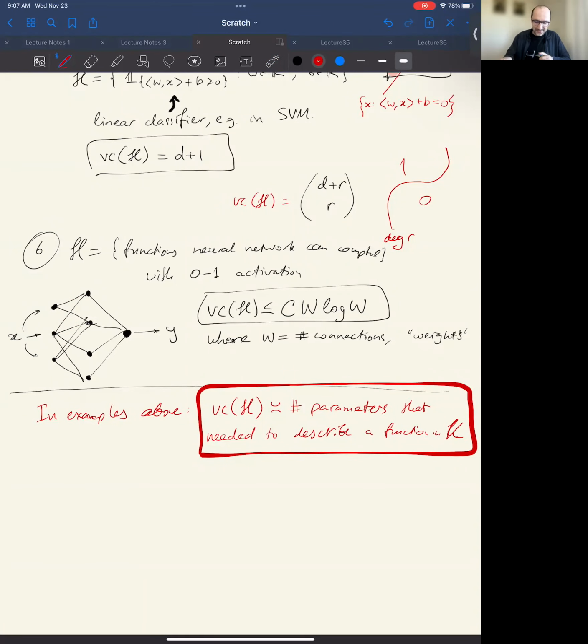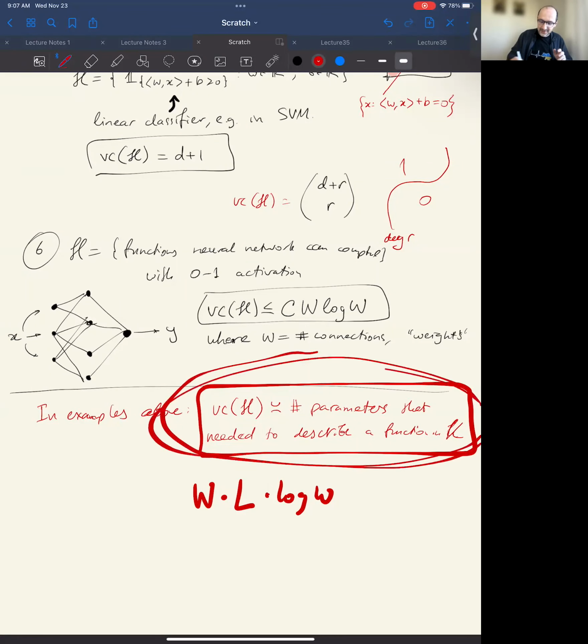For example, if the neural network, instead of this activation function, has a sigmoid function, then I think the VC dimension is actually infinite. I can't remember. And if it has ReLU activation, the VC dimension is W times the number of layers times log W, something like that. So this heuristic is a very good first step to approximate the truth, but it's not always true.